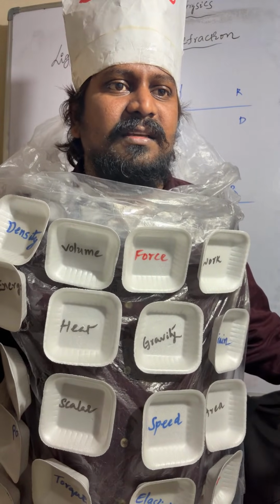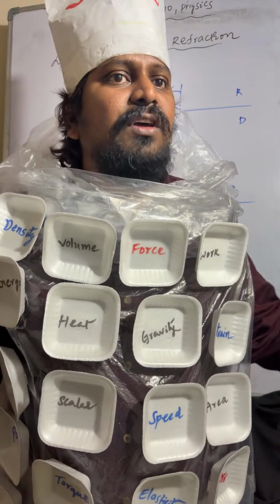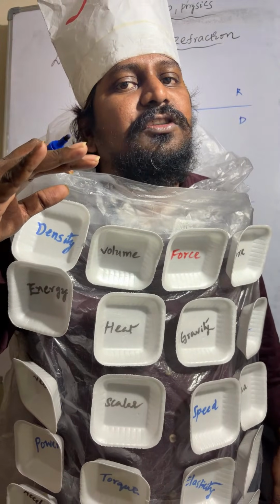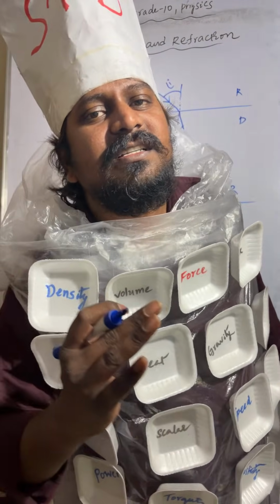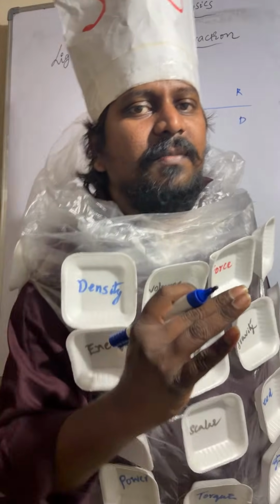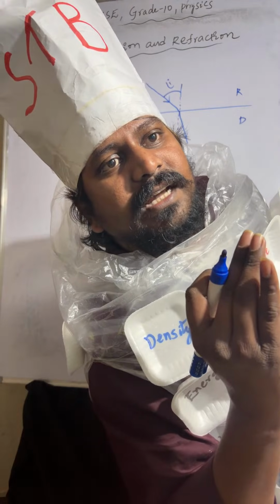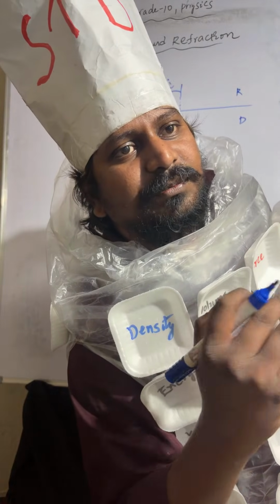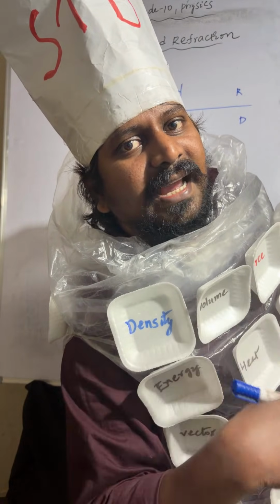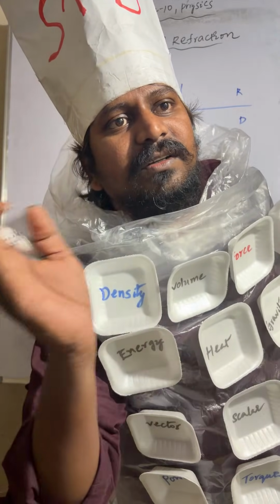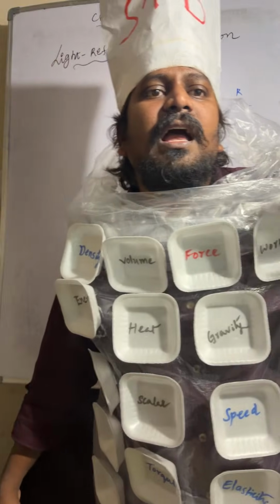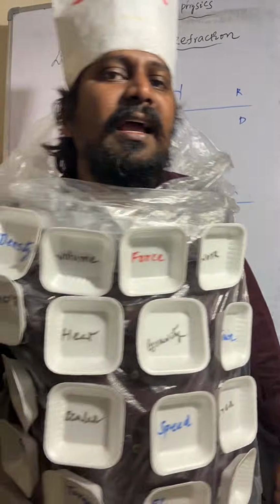Why are you saying like this, sir? So when a light ray is moving from rarer to denser, the speed of the light is decreasing. That's the reason the light ray is moving towards the normal line. If the light ray is moving from denser to rarer, it moves away from the normal line.